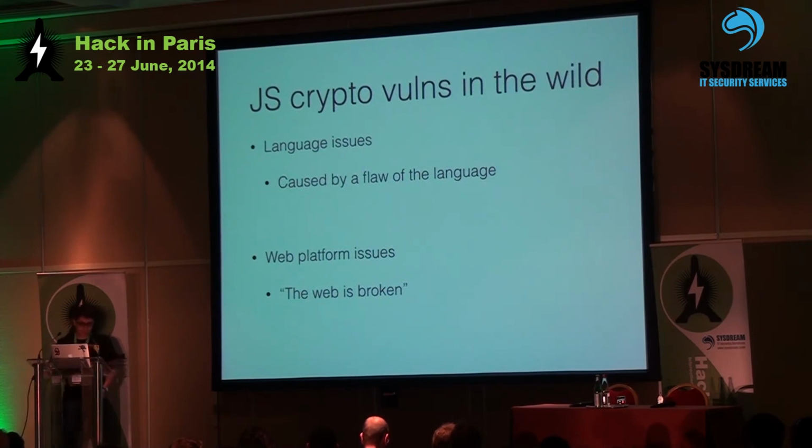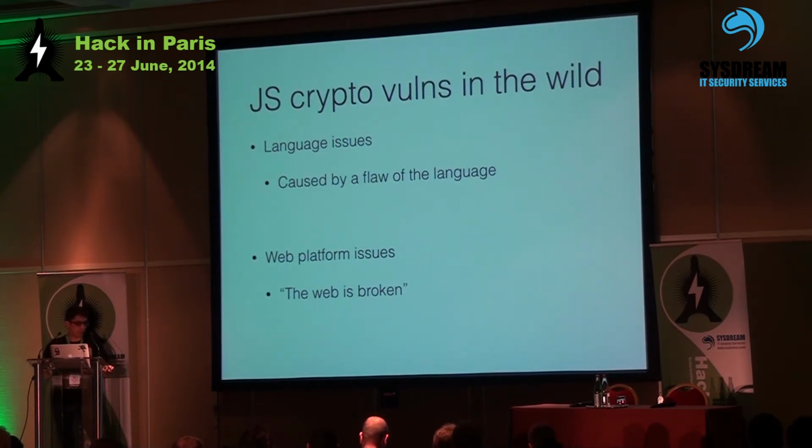So what I came to understand is that in JavaScript cryptography, the vulnerabilities in the software can be classified into two buckets of root causes. The first one is vulnerabilities arising from the lack of support in the JavaScript language for certain features, or the quirks of the language. And the second is issues caused by web platform flaws, or web platform insecurity, because we all know that the web is broken and probably will be broken for the next 10 years or so.